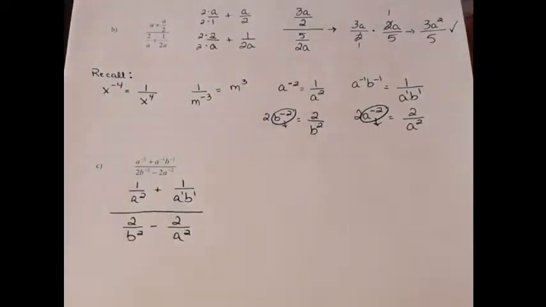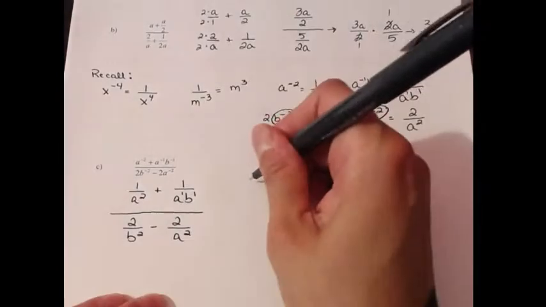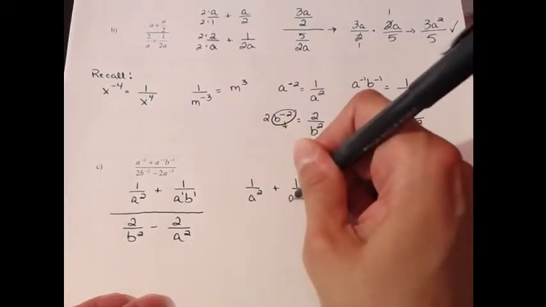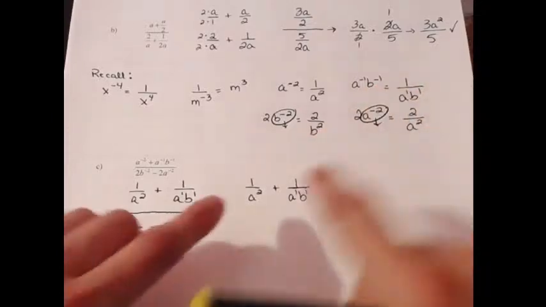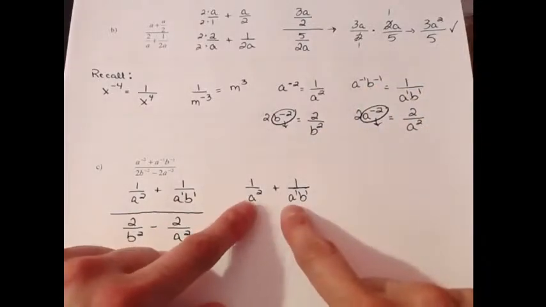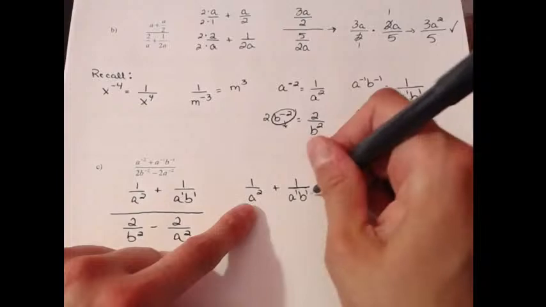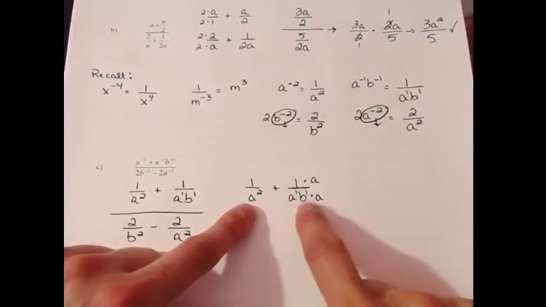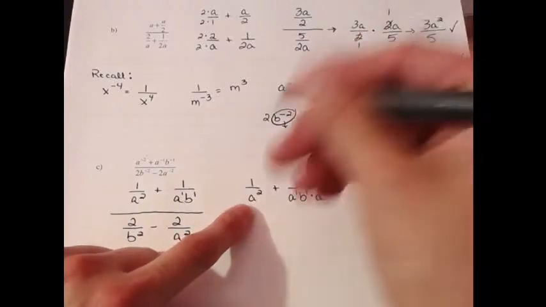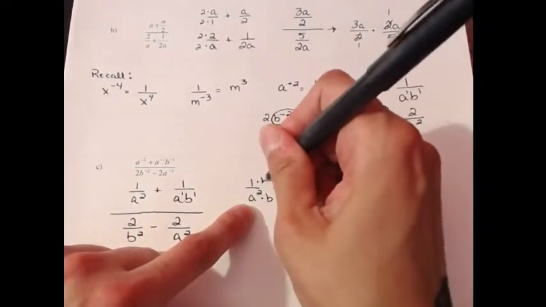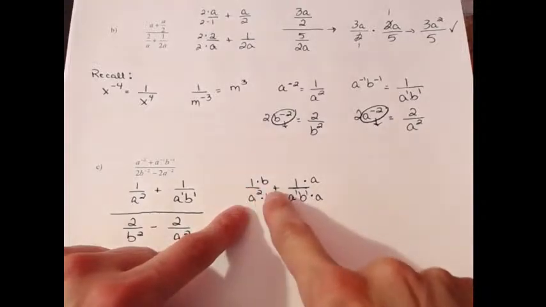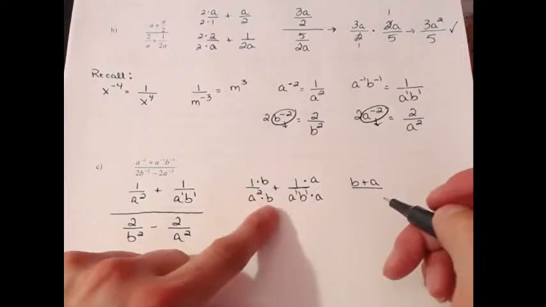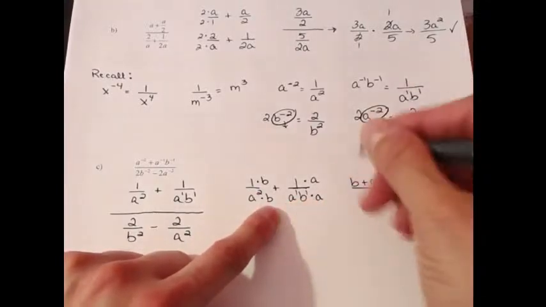Cool. Let's start with the top. If I have 1 over a squared and I have 1 over a to the first b to the first, I'm going to look at the a's initially and say, well, I have 2 a's here and I only have 1 here, so I need to introduce 1 more. And then I notice that I have a b in my second fraction, but I don't have a b here, so I need to introduce a b. So that leaves me with b plus a all over a squared b.